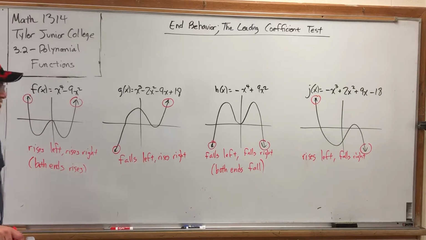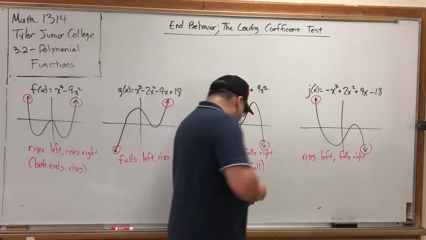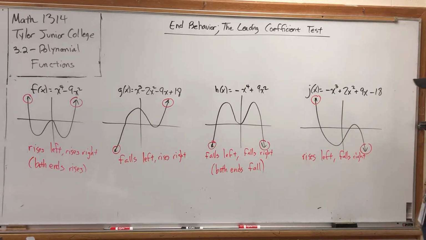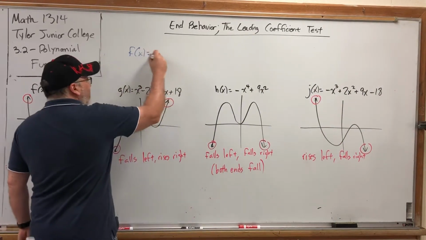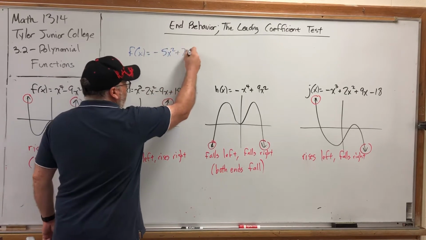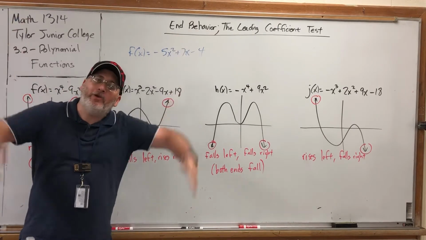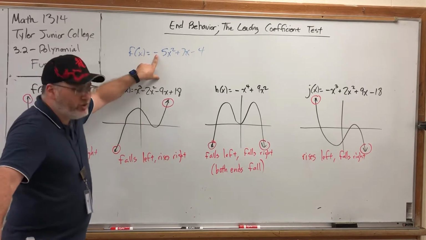But our objective isn't just to be able to describe the end behavior. Our objective is to predict the end behavior prior to drawing the graph as a means for helping to draw the graph. So now the question is, where in each of these functions would we look to predict the end behavior of the graph? Well, when we had a quadratic function, like f of x equals negative 5x squared plus 7x minus 4, where did we look to determine if the graph was an open up parabola or an open down parabola? The answer was here, the leading coefficient.